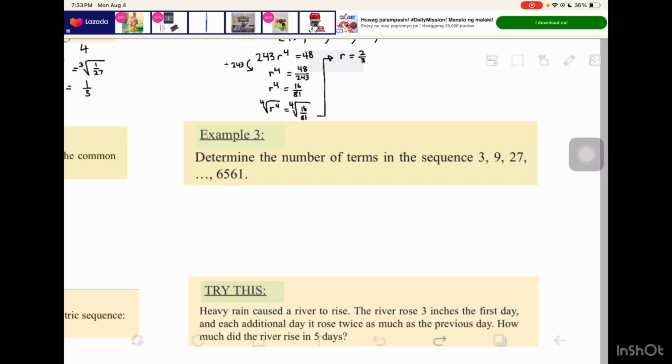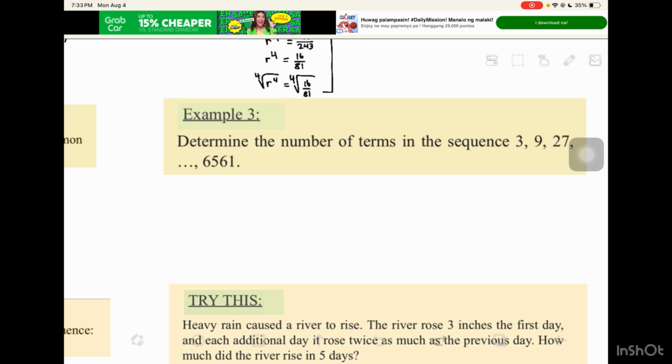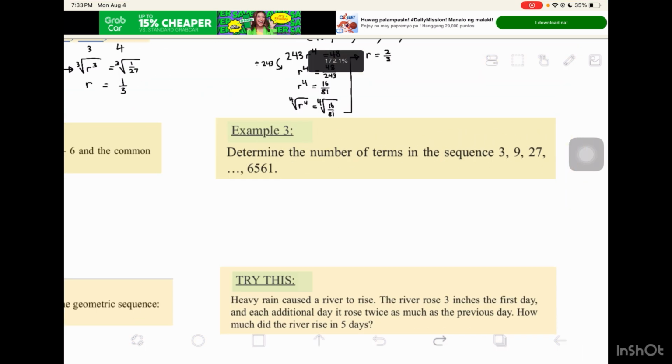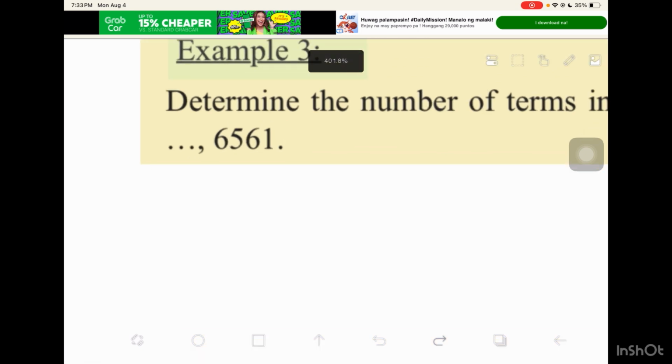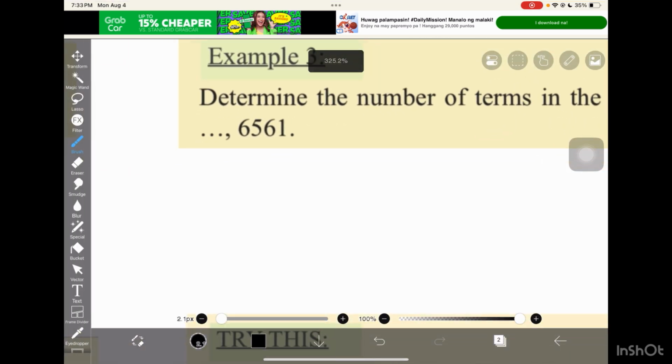Determine the number of terms in the sequence 3, 9, 27, up to 6561. Now, I'll be real with you, there's actually a pretty easy way to solve this. First and foremost, since it starts with 3, we can pretty easily determine that. So what you want to do is actually use a button called logarithm.